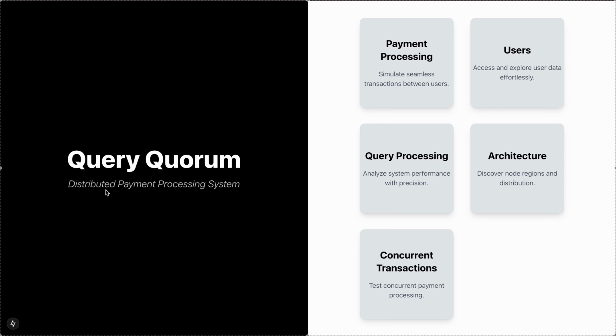Hi there. Let's go over this distributed payment processing system project. So the main objectives of this project are understanding how a relational database like CockroachDB, which is distributed in nature, handles transactions and query processing. So let's go over these modules one by one.